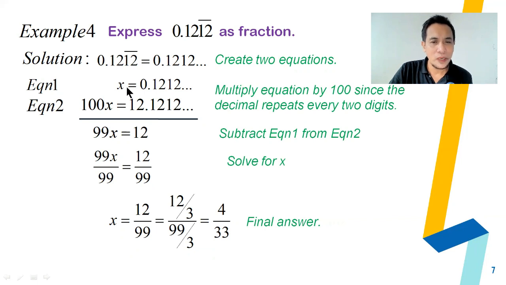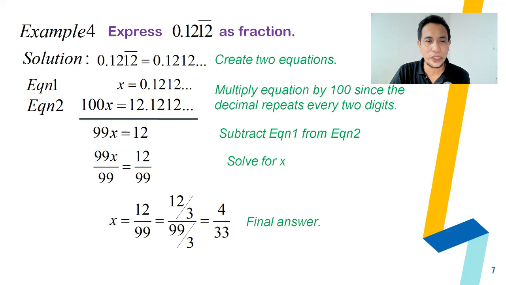Now we multiply by 100 since the decimal repeats every 2 digits. Notice, class, that's 0.12, so there are 2 digits. So we multiply both sides of the equation by 100.